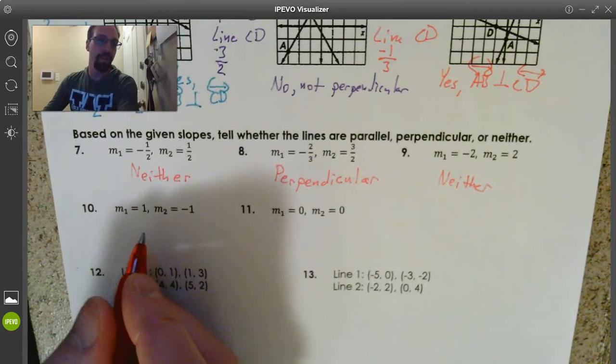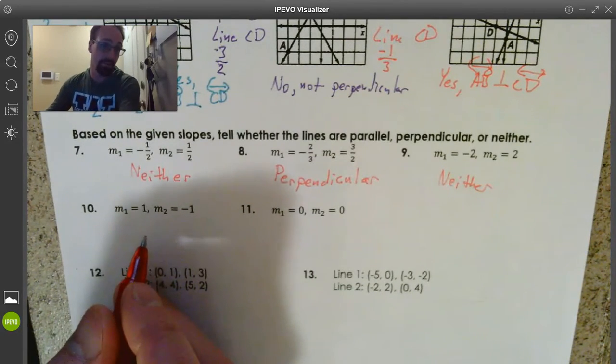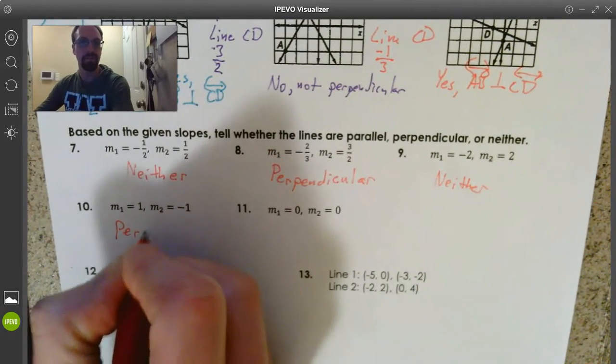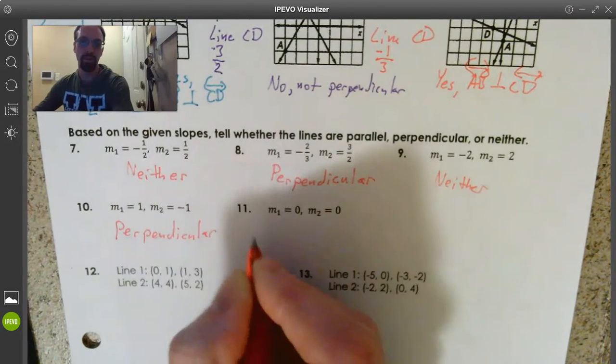This one, number 10, is the one that confuses a lot of students because we don't see the fractions and they jump to perpendicular needing a fraction. You don't necessarily need a fraction for this one. So these are actually perpendicular. And then if the slopes are the same, we know that it's parallel.